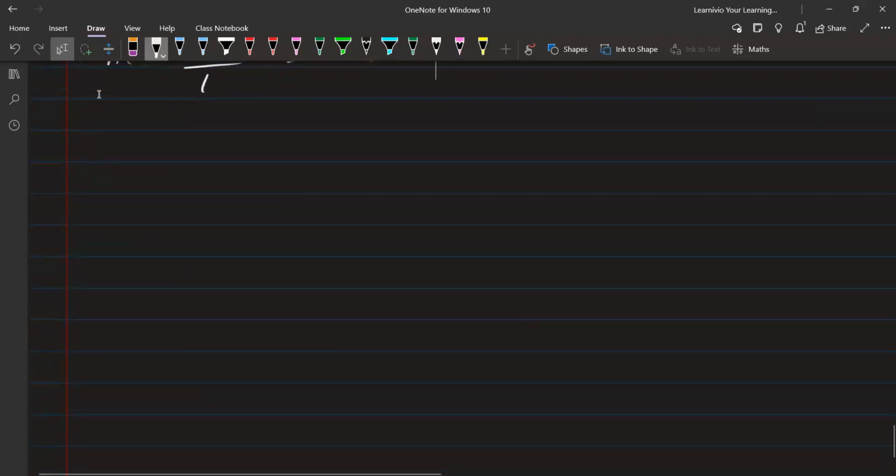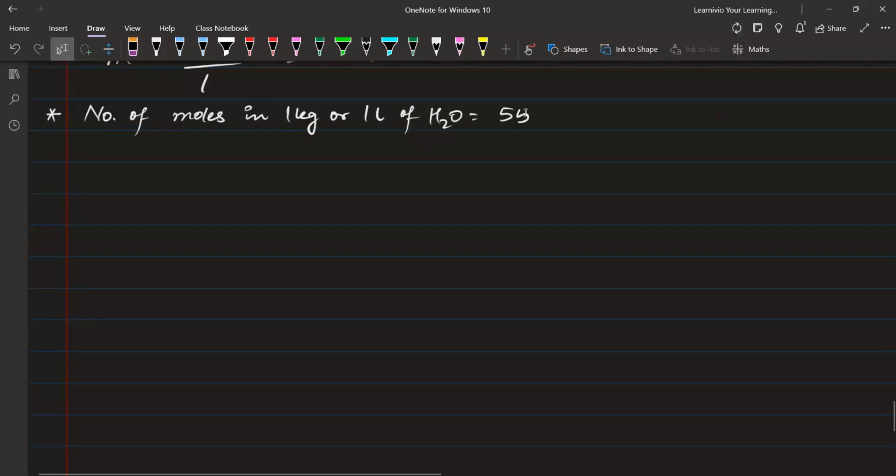By the way, this information is rather useful. You can remember this. It will be used somewhere in equilibrium thermodynamics. The number of moles in 1 kg or 1 liter of H2O is equal to 55.55, or 56 exactly if I approximate it, 56 moles.